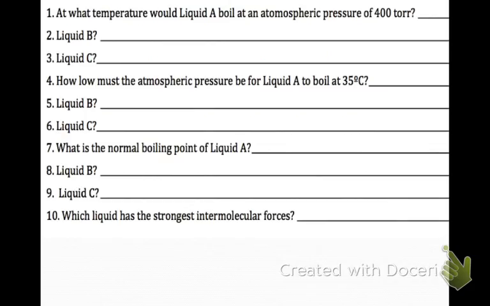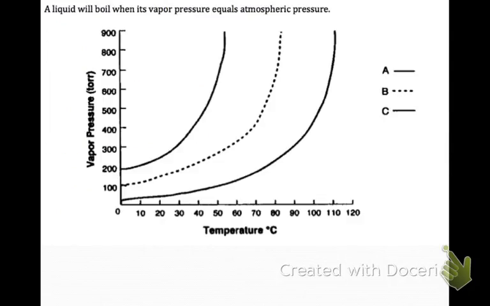Alright, so let's look at the questions. At what temperature would liquid A boil at an atmospheric pressure of 400 torr? So we have to look at liquid A and at 400 torr. So if this were A, oopsies, sorry, let's go back. Alright, this is A, B, and C. So it wants 400 torr.